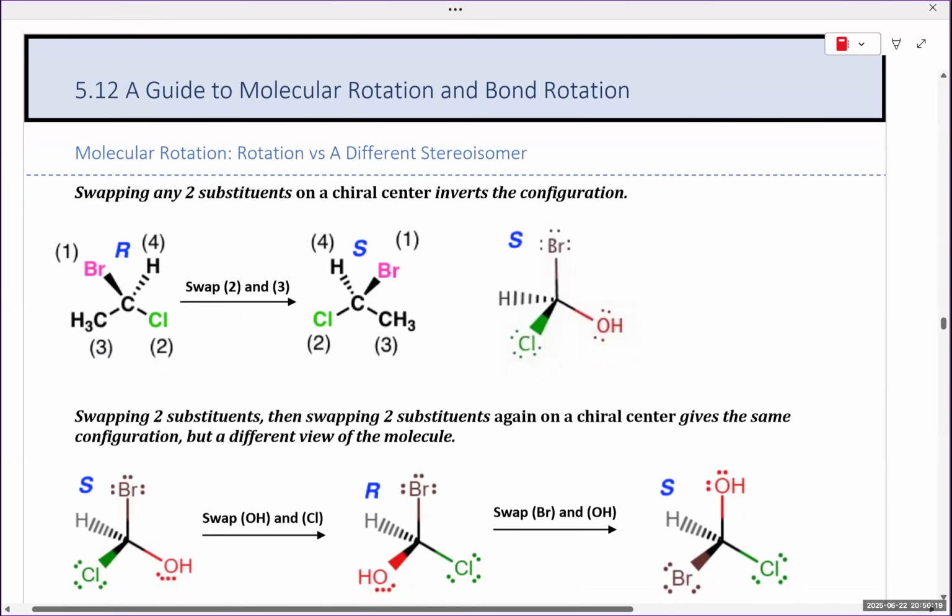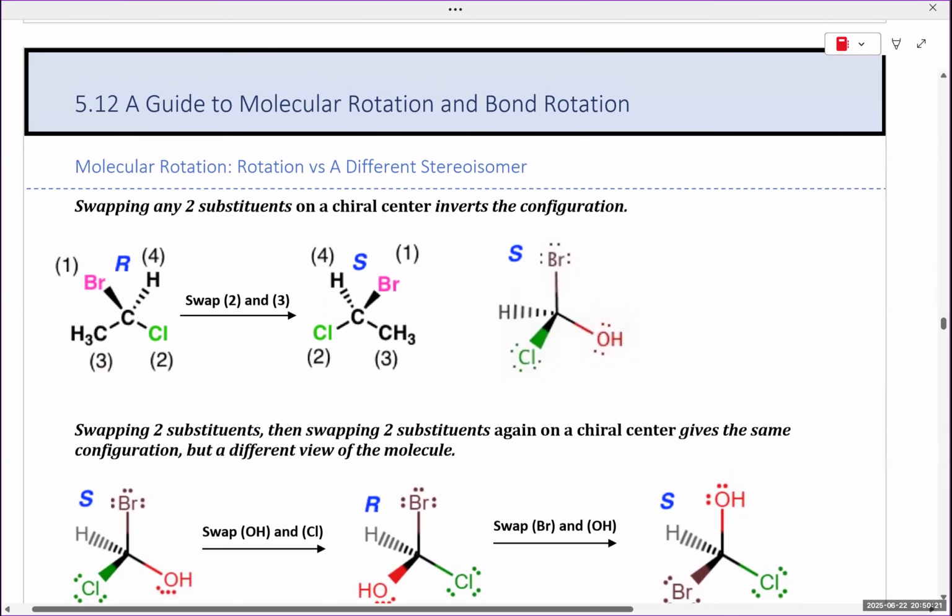Okay, now we've discussed a lot about molecular rotation and bond rotation. If you have a model kit, you can just rotate your model kit until it's in the desired orientation and position. I'd like to provide you a guide to doing molecular rotation and bond rotation using pen and paper. So let's talk about some guides to molecular rotation as well as drawing stereoisomers.